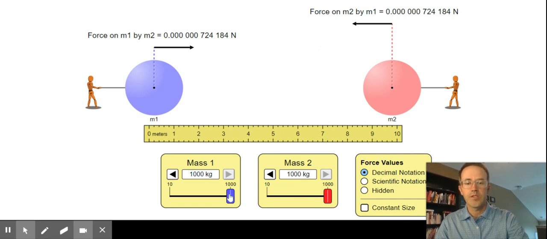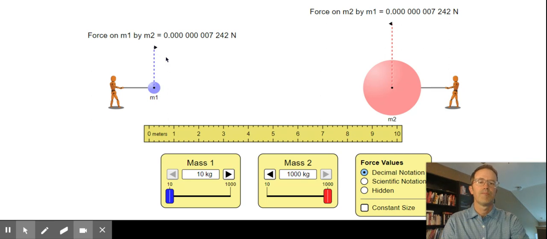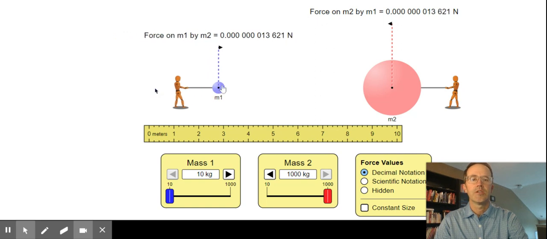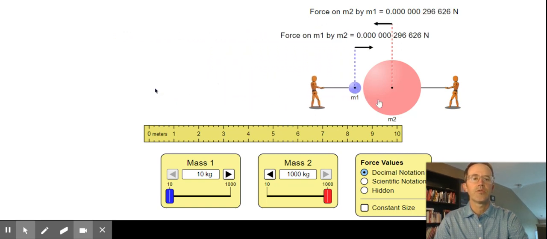So let's do this. I'm going to take my mass 1 and bring it back down to 10. And we've got a small arrow, which means there's less force. So even though I have a large object over here, because there's a small object here, the force between the two is small. And I'm going to show you here, as that object gets closer and closer and closer, the arrow starts to grow. As it gets closer and closer, the arrow grows even a little bit more.